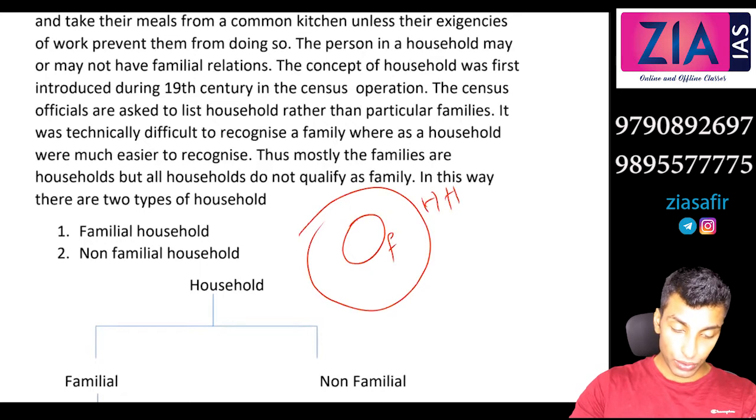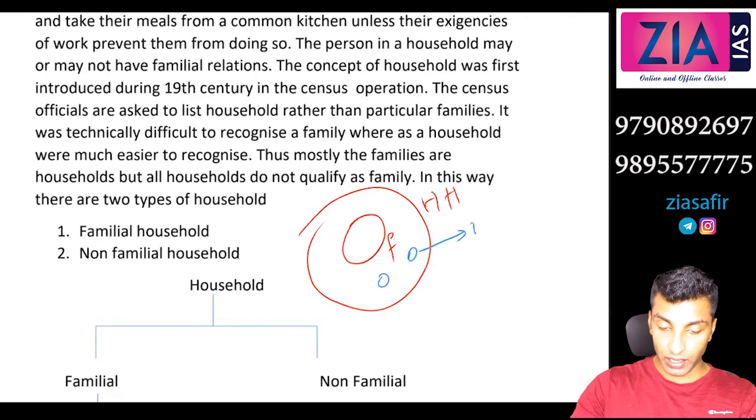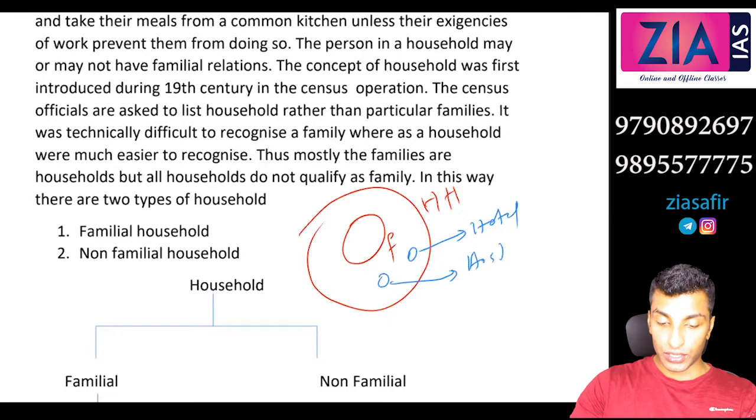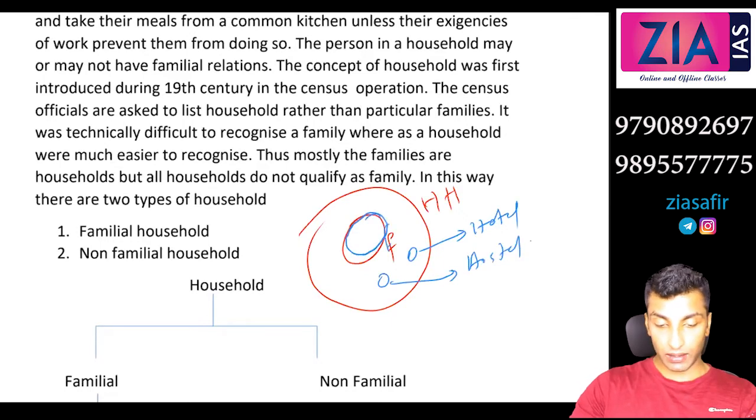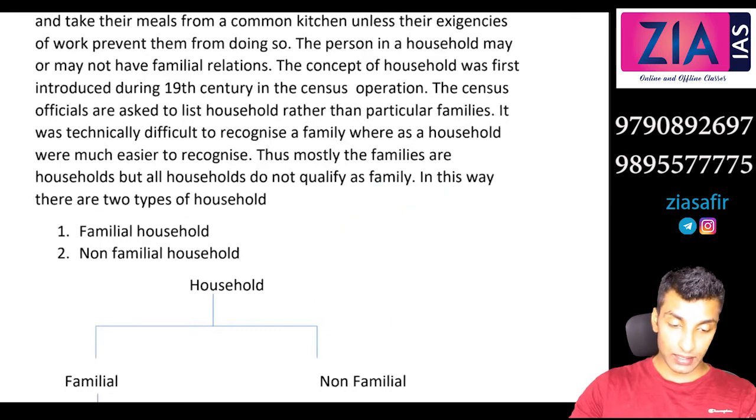Okay? So under households, many other things will come, like when I'm talking about a hotel, that is also considered as household. Hostel, okay, this is also considered as household. Like that, family is also one of the types of household. That's it. So family comes under household.